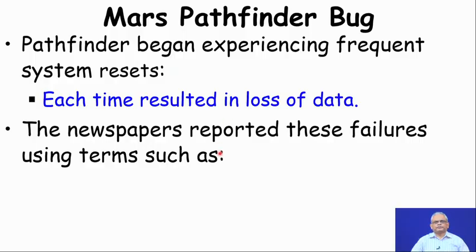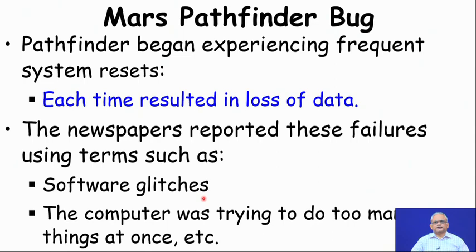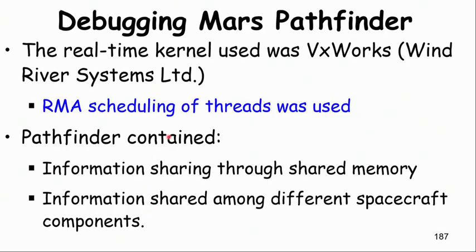Newspapers at that time reported that the Mars Pathfinder is experiencing failures, and the terminology they used to describe the failure was that there are software glitches which are causing the Pathfinder to fail. Some other newspapers reported that the computer in the Pathfinder was trying to do too many things at once and therefore was failing, and so on. But then in the laboratory at NASA, they were desperately trying to fix the bug.